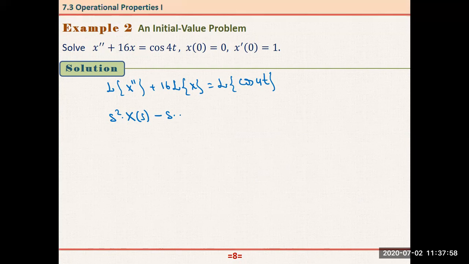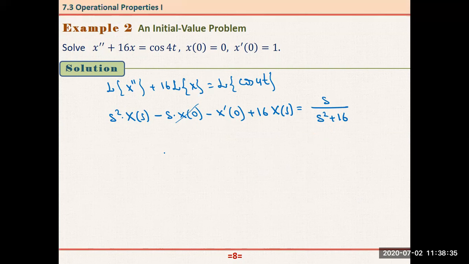What we have here. It is this, right? Here we have s times x of 0, minus x prime of 0, plus just 16 capital X of s. And the Laplace transform of this cosine, we know that's equal to s over s squared plus 16. This x of 0 is equal to 0, so that is gone. x prime of 0 is equal to 1, right?